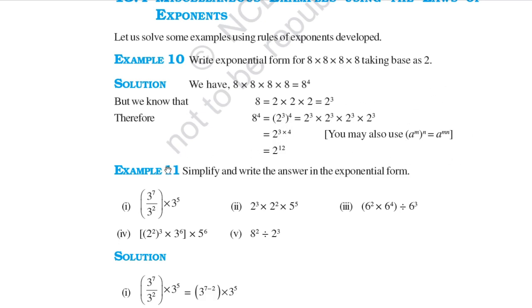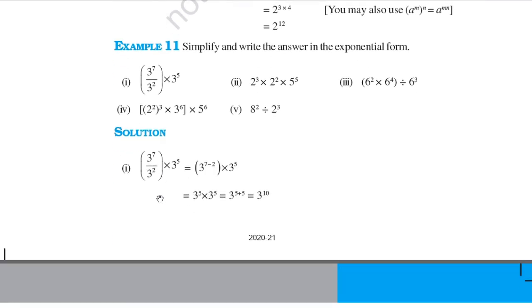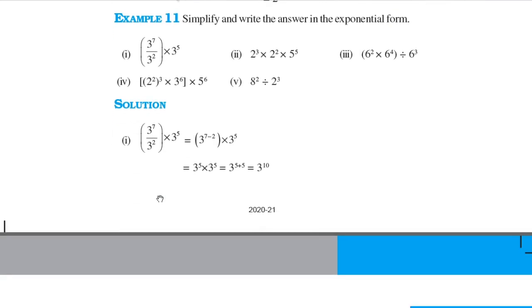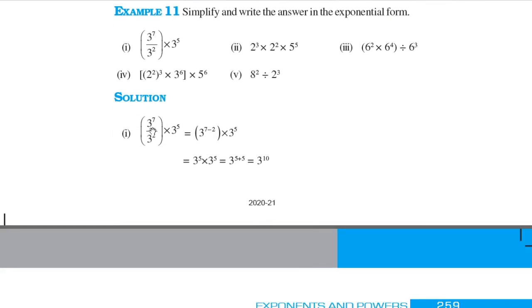Example number 11. Simplify and write the answer in the exponential form. So there are similar questions, and you have to write them in the exponential form. Here you can see 3 to the power 7 upon 3 to the power 2 into 3 to the power 5. When it is divided with the same base, the powers get subtracted. So it will become 3 to the power 5 into 3 to the power 5. When the bases are the same and it is multiplication, the powers get added. So it becomes 3 to the power 10.